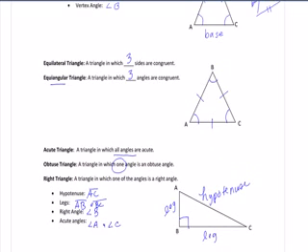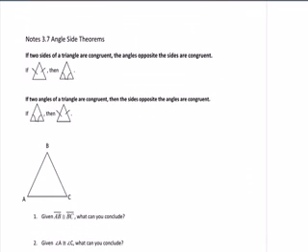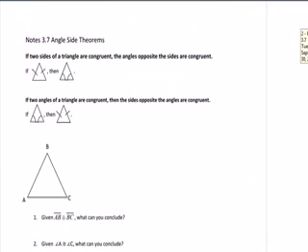Let's now look to the second handout I gave you, Notes 3.7. It looks like this. And I'd like you to just turn the page and put this in between page 38 and 39 in your packet. And these theorems you will be using in proofs, and we call them the angle side theorems, and they're theorems concerning isosceles triangles.